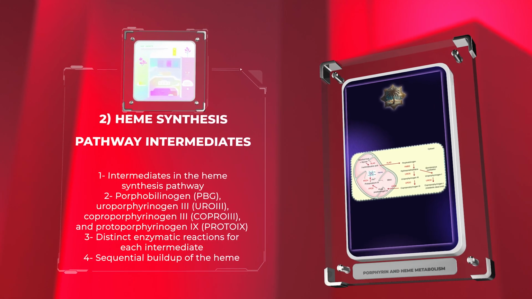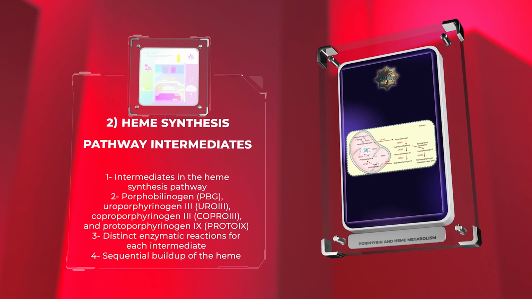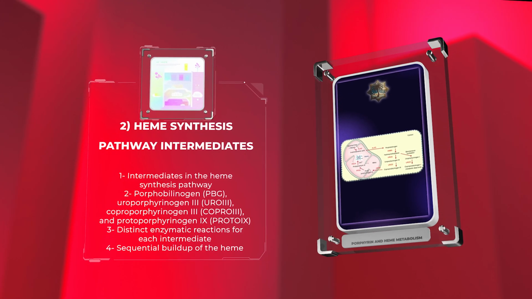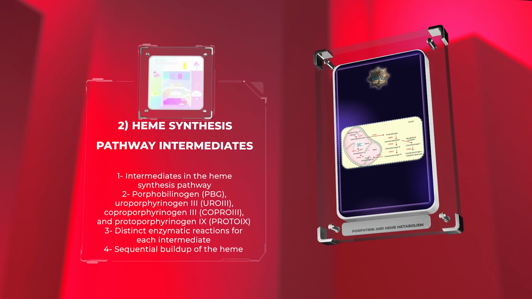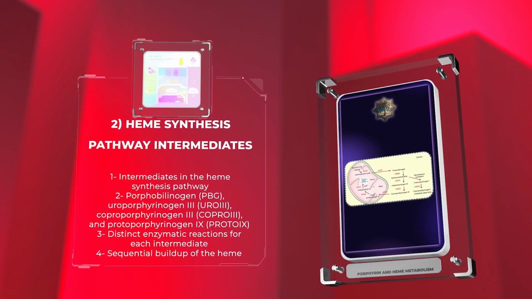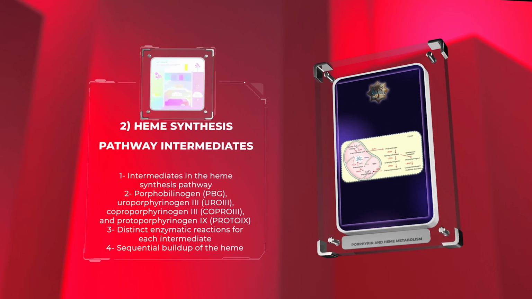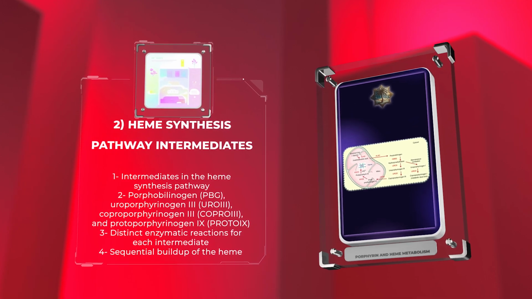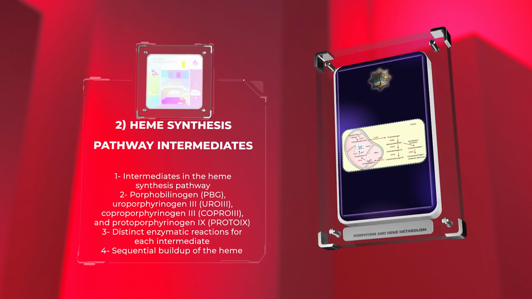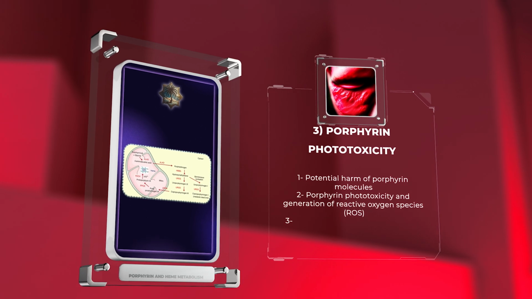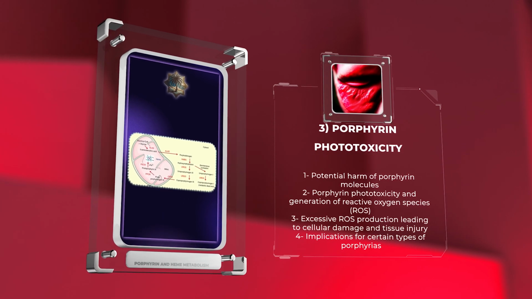Moving swiftly along our journey of heme synthesis, we now explore the intermediates involved in this intricate metabolic pathway. The heme synthesis pathway consists of several crucial intermediates, including porphobilinogen, PBG, uroporphyrinogen III, coproporphyrinogen III, and protoporphyrinogen IX, protox. Each of these intermediates undergoes distinct enzymatic reactions, resulting in the sequential buildup of the heme molecule.